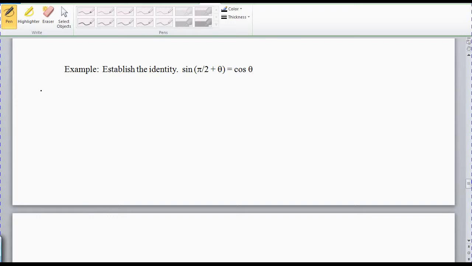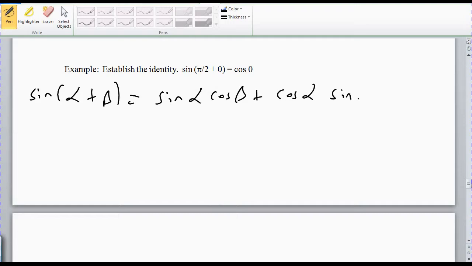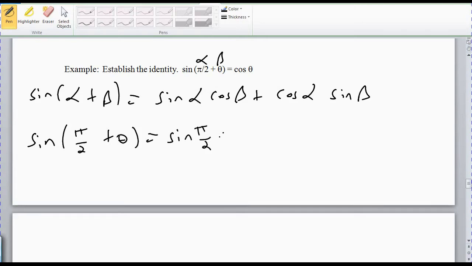Now I'm going to use my sine of alpha plus beta equals sine alpha cosine beta plus cosine alpha sine beta. So what I'm going to do is call this pi halves alpha and theta my beta. So I have sine of pi halves plus theta equals sine pi halves cosine theta plus cosine pi halves sine theta.